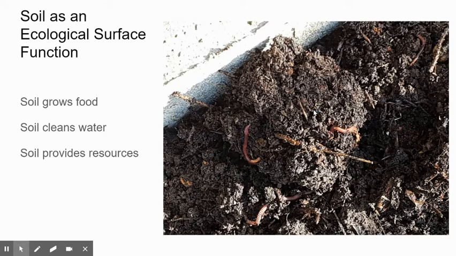All right. Now, let's think of soil as an ecological service function. Soil grows food, so it provides sustenance for us. It cleans water. As water penetrates through, it's going to absorb a lot of that pollution, and it gives us so many different resources. There are too many to even think of. So every type of food product is basically going to have some origination from soil.